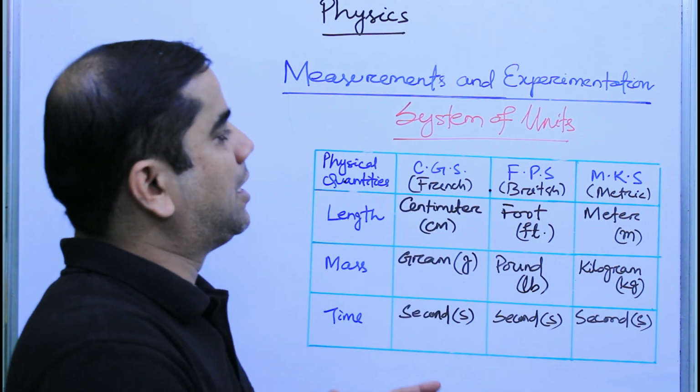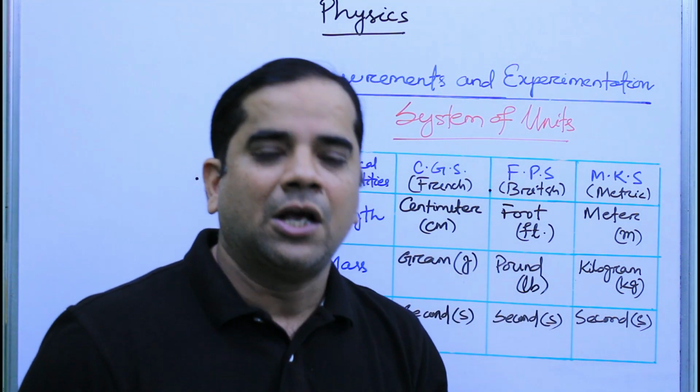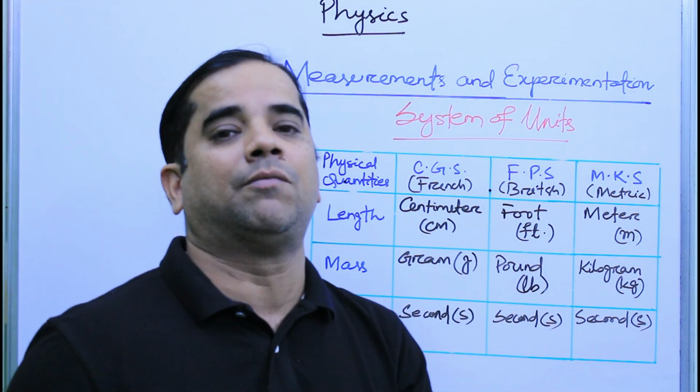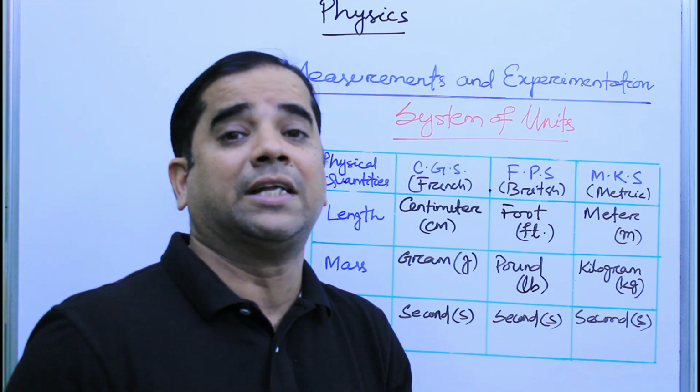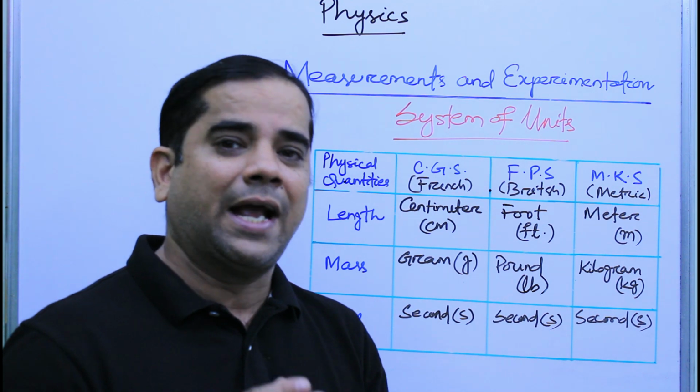Okay, these all are the system of units. These all systems are not in use nowadays. Nowadays we use SI system of units, which is a modified or you can say enlarged version of the metric system. Okay, now we will discuss about the SI unit.